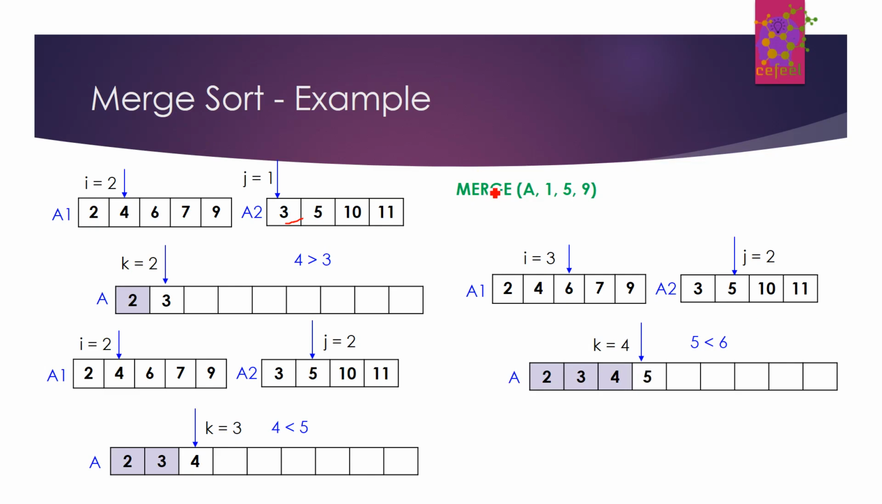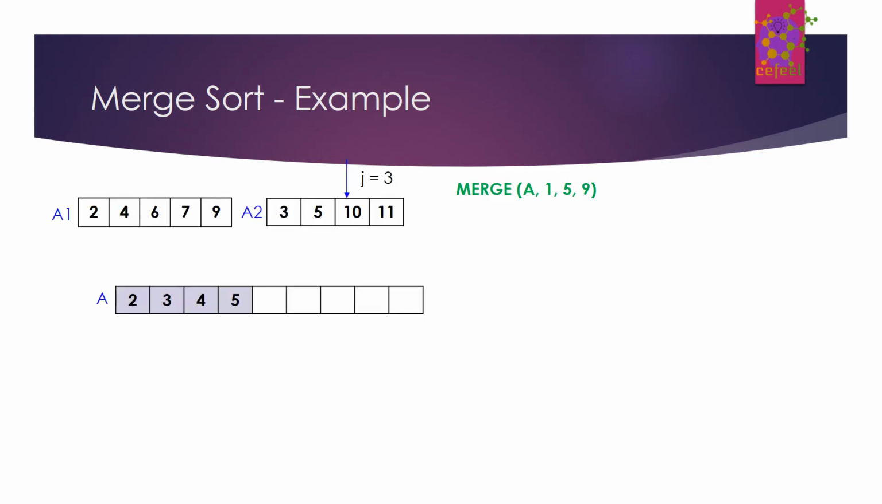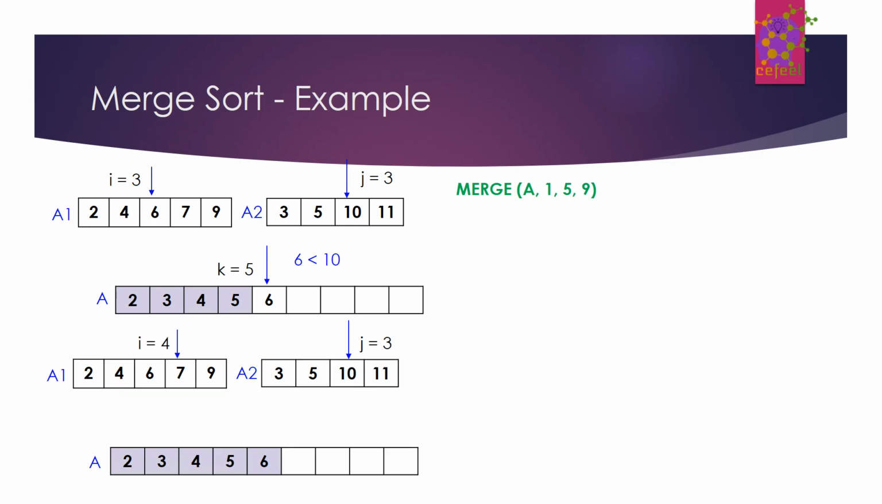So we copy 5, and then we have 2, 3, 4, 5. Next, in this case, we'll increment J because J was 2, J becomes 3. I was 3 earlier, I is 3, and K is also incremented to 5 now, the fifth element. We'll compare 6 with 10. 6 is less than 10, and hence A1 6 will be copied, and I will be incremented to 4.